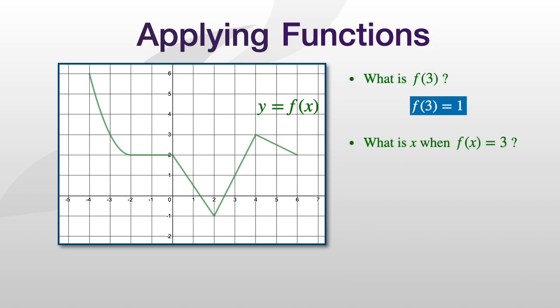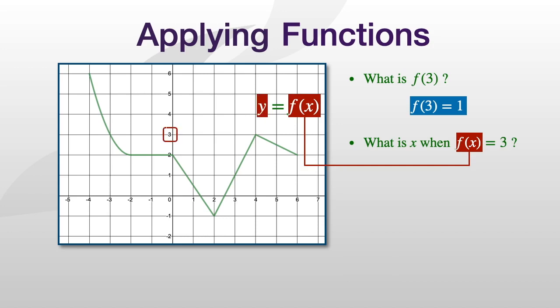For the second question, f of x corresponds to the y value. On the graph, we can see that there are 2 points where y equals 3. So f of x equals 3 when x equals negative 3 or x equals 4.